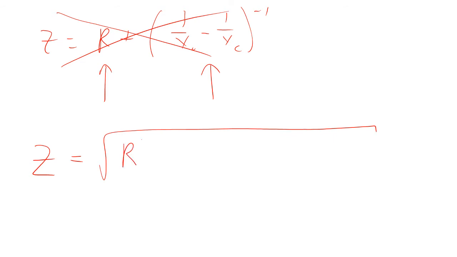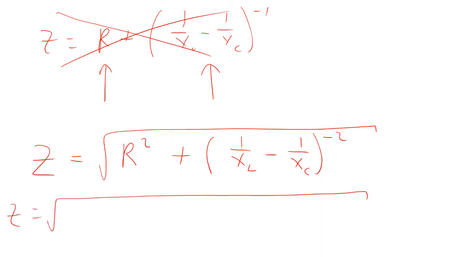So that means this is really going to be the square root of R squared plus (1 over XL minus 1 over XC) to the minus 1, and then squared, so to the minus 2. Okay, so that is actually going to be the impedance for this circuit. So if you plug in our numbers, the impedance is going to be equal to the square root of R, 330 ohms squared, plus 1 over 2 pi 2.2 kilohertz.